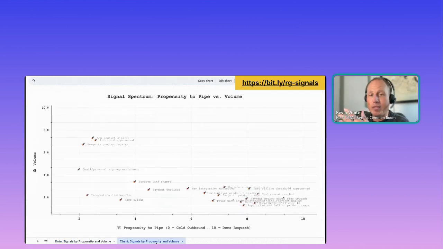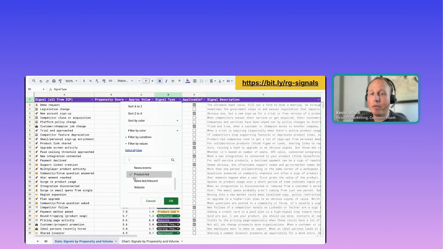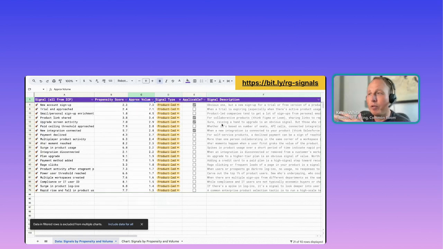But maybe a website visit is also a pretty decent propensity, not as much as a demo request, but especially if it's a pricing page visit, you might get a good amount of those volume wise. And so just mapping those two different vectors really helps with prioritization.